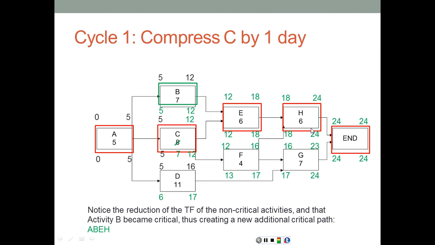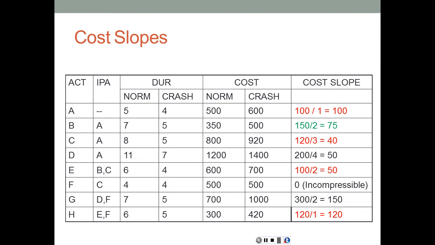Let's look at the cost for this compression. So we find that activity C is still the least expensive, followed by E, followed by A, followed by H. Now, if I want to compress C, I have also to compress B at the same time. Therefore, the cost of compressing 1 extra day is going to be 40 plus 75. That would be 115 to achieve that compression. Or another option is to compress activity E by itself, or to compress activity A by itself, or activity H by itself.